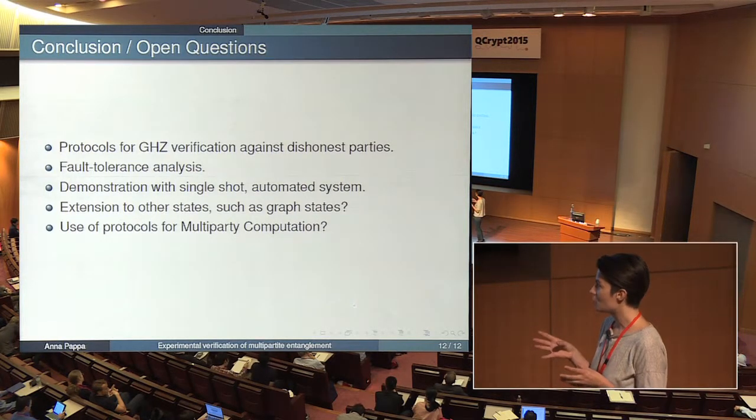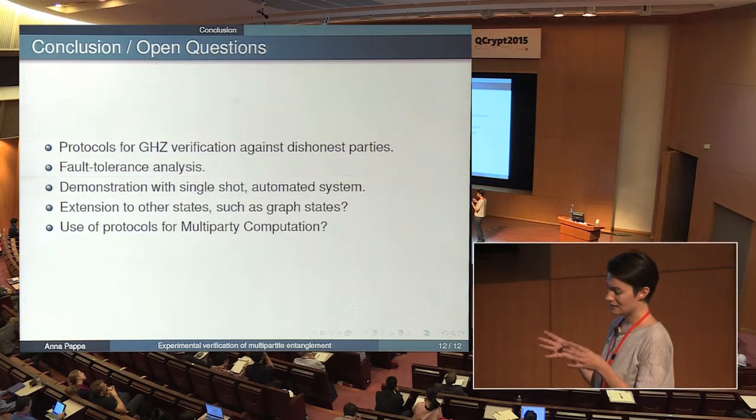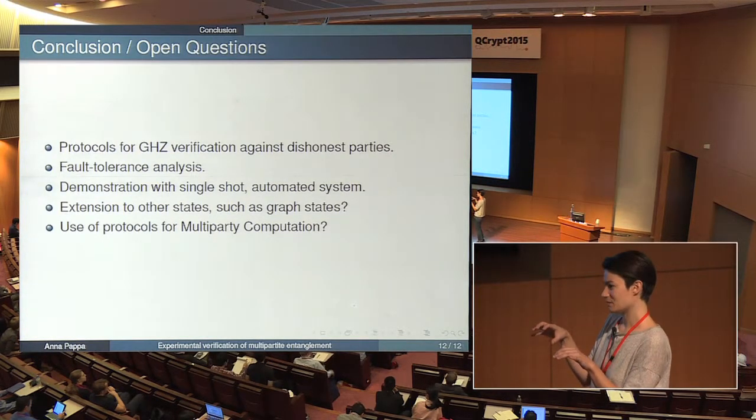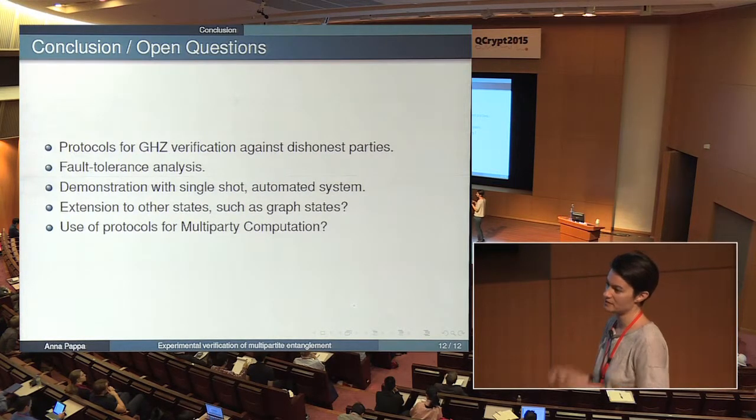What they actually can prove is that all the honest parties share the correct entanglement between them, and they are also entangled with the bunch of dishonest parties. So not with each one individually, because we can't really control what is happening in the dishonest space.